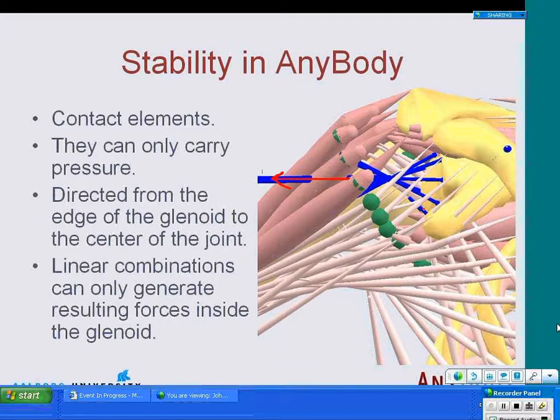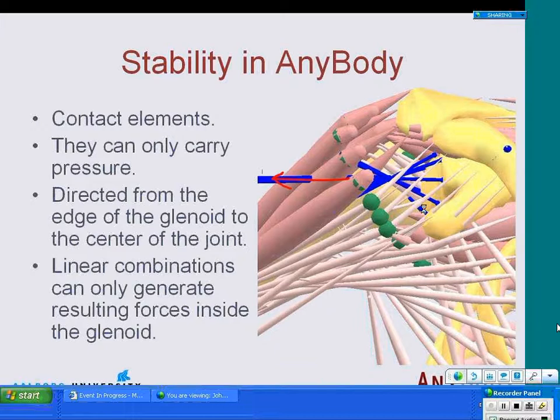So if you look into the mathematics of that, you will find out that it's only possible to generate resultant forces that are inside the glenoid. And so by modeling the contact mechanics in this way, we make sure that in order to maintain equilibrium, the muscle forces must be recruited in such a way that the shoulder joint is always stable.